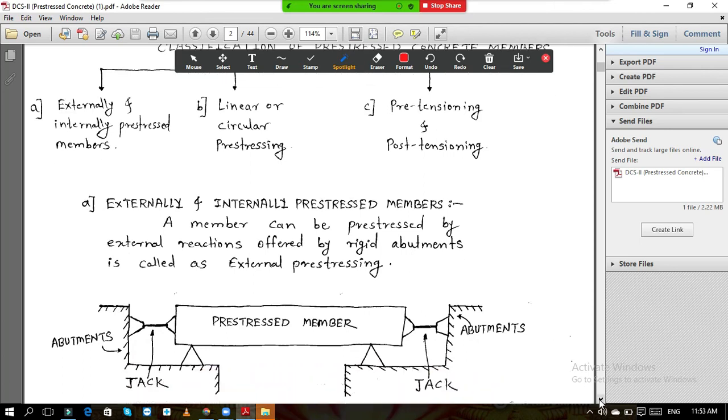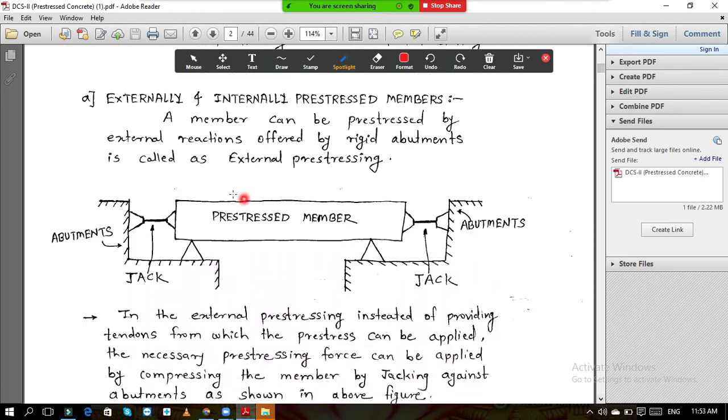So in short, we will see this. First, externally and internally prestressed members. So what are externally and internally prestressed members? A member can be prestressed by external reactions offered by rigid abutments, which is called external prestressing. Now you can see this diagram. This is your prestressed member. This is the jack assembly which is provided over here, and this is the abutment. So the prestress force is provided to the member externally. Directly the prestress force is applied on this member, and this prestress is transferred to the member with the help of this jack and this abutment system.